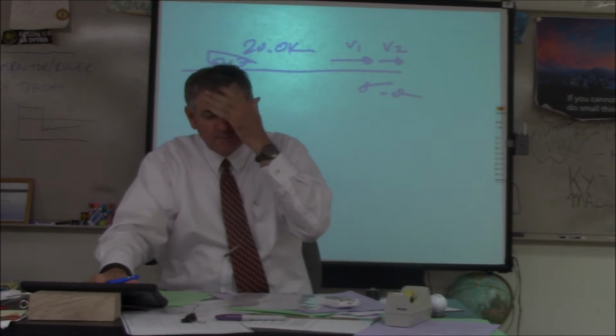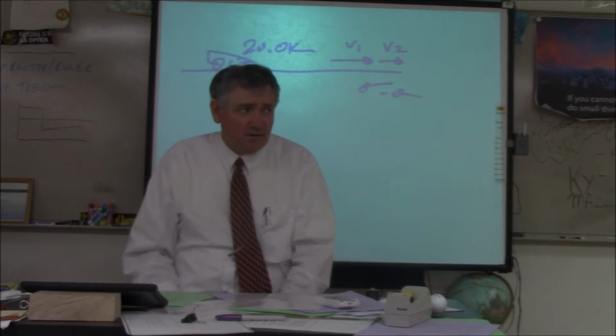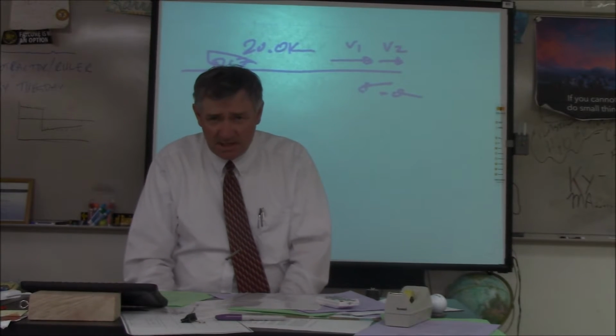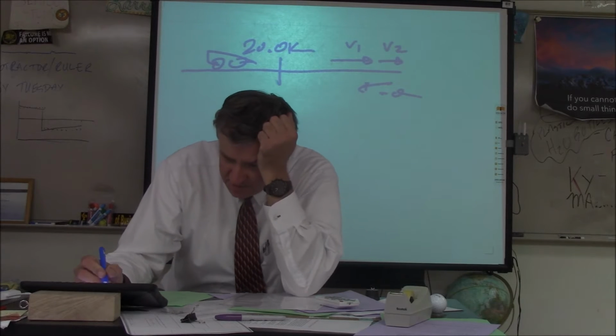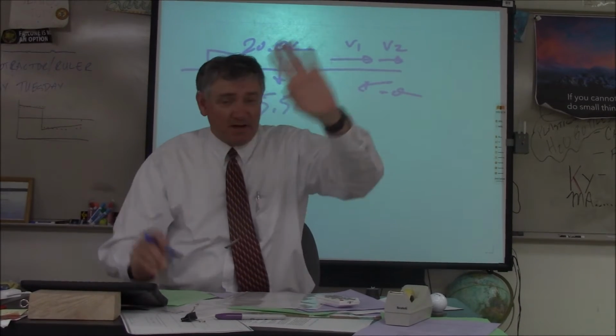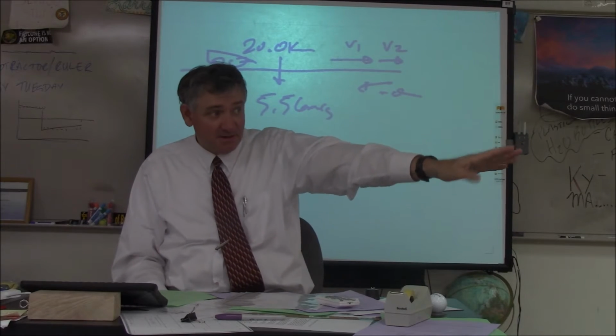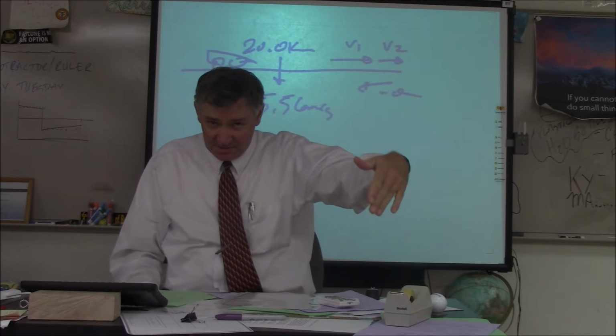Now, what are you going to have to do with the kilometers per hour? Change that into meters per second, which, if you do that right, should be 5.56 meters per second. Because if that's wrong, everything else is going to be an absolute train wreck. Multiply by 10, divided by 36.